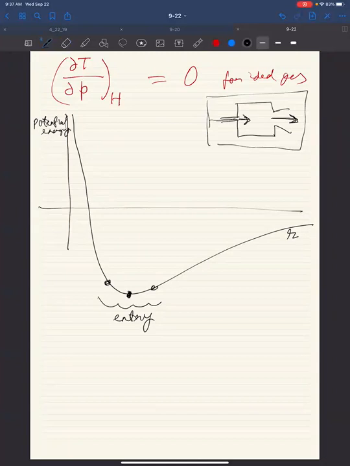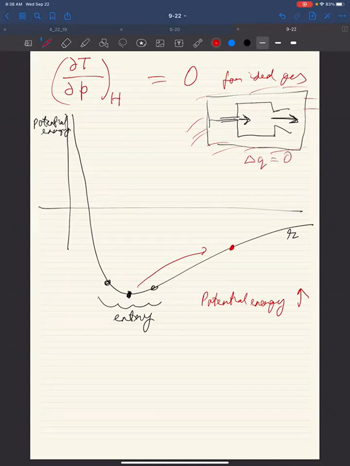And when it goes and expands, the average particle separation increases. So which way should I move on this curve, to the left or to the right? To the right, right? Because the average interparticle separation has increased. So this thing should move over here. So what has happened to my potential energy during this process? It has gone up.